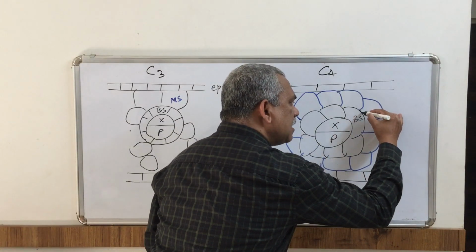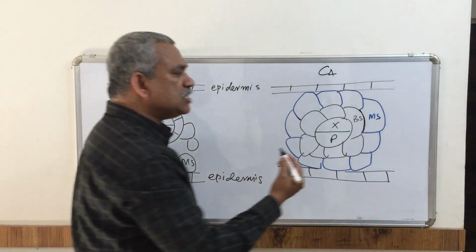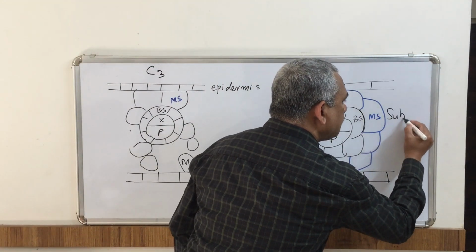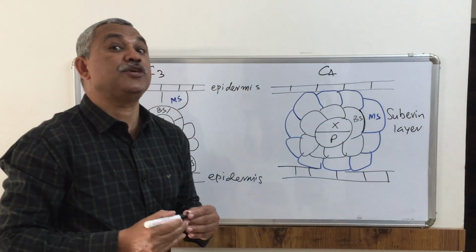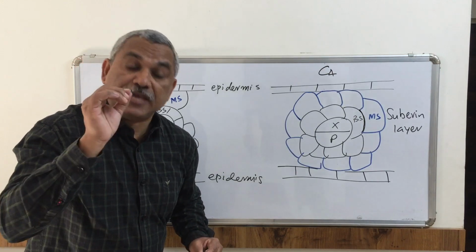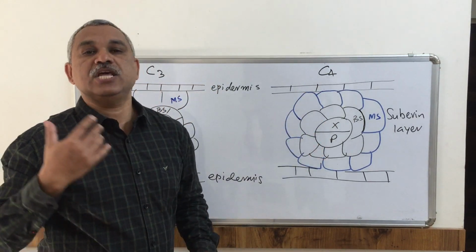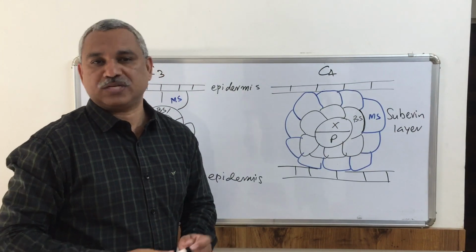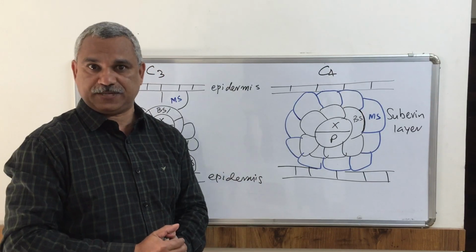Generally, there is a layer around the bundle sheath cells which is known as the suberin layer. This will have peculiar waxy substances, which will prevent the loss of carbon dioxide once it is getting concentrated, so exchange of gas is not allowed.